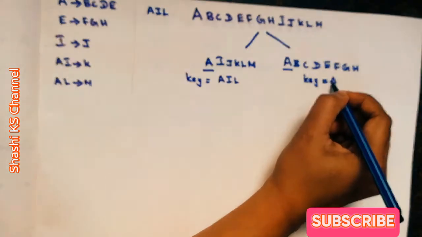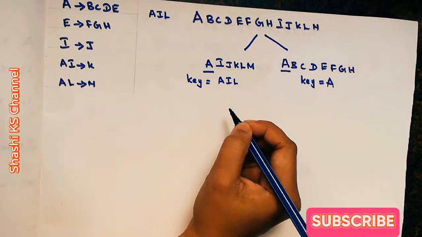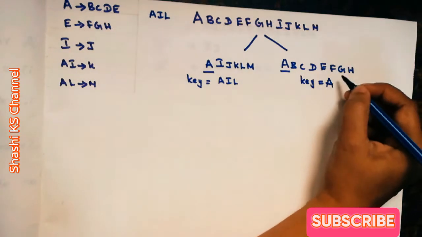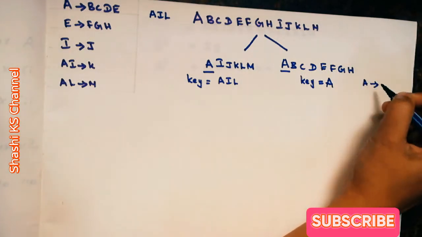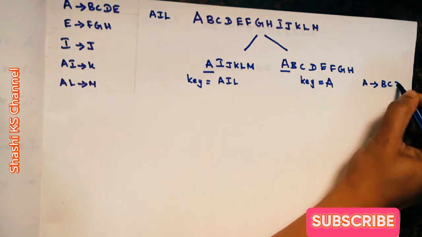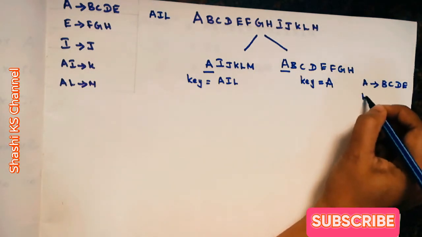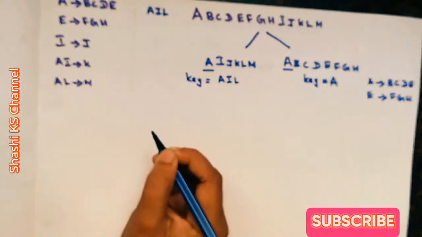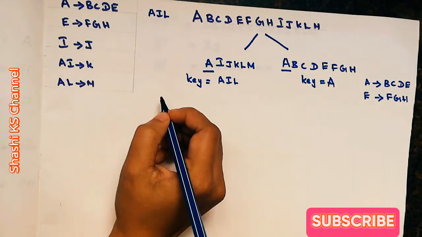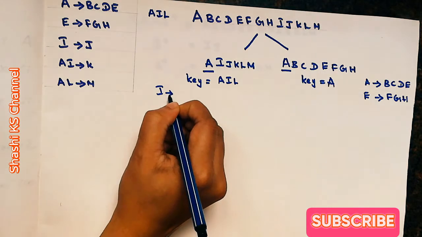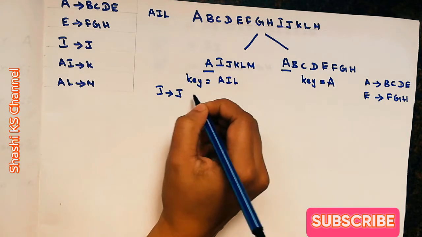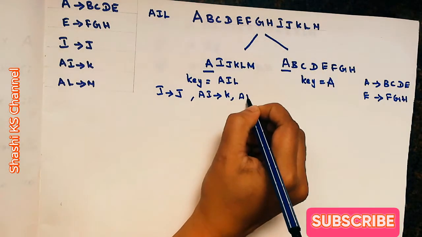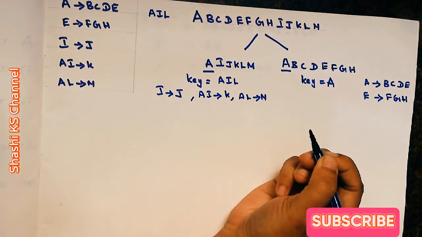The next step is, I have now two decomposed relations. Next step is, what are the functional dependency projections for these sets of attributes? For this relation, the functional dependency projection is A determines B, C, D, E, and E determines F, G, H. And for this relation, what are the functional dependency projections? I determines J, AI determines K, and AL determines M. These are the functional dependency projections.